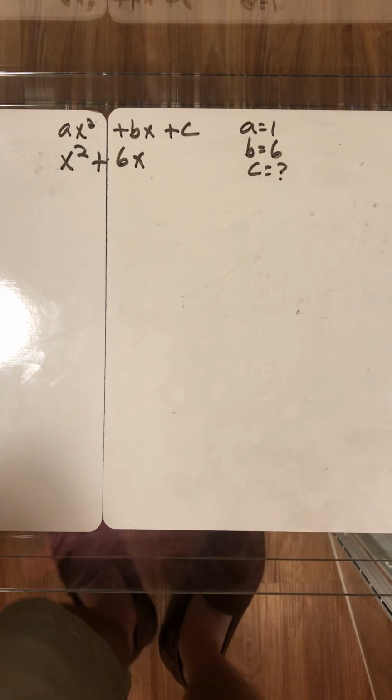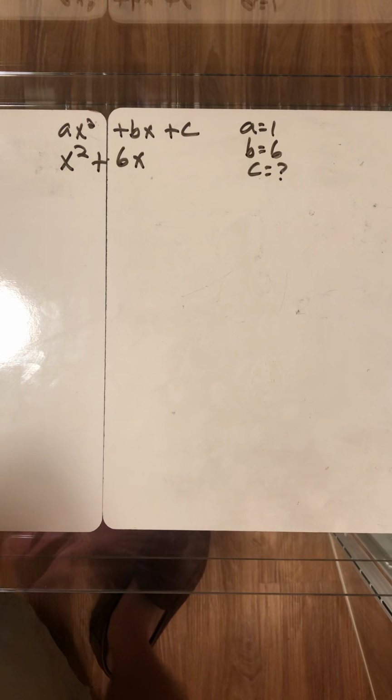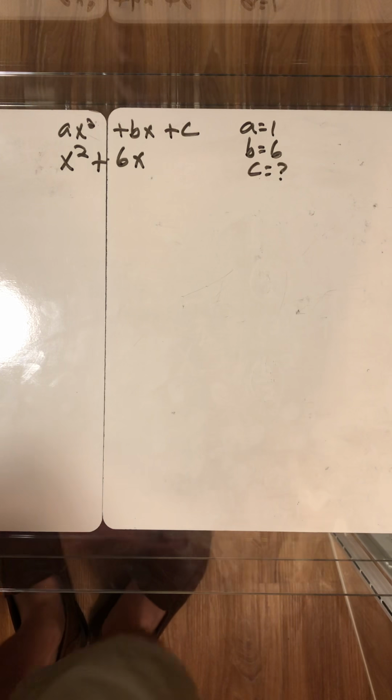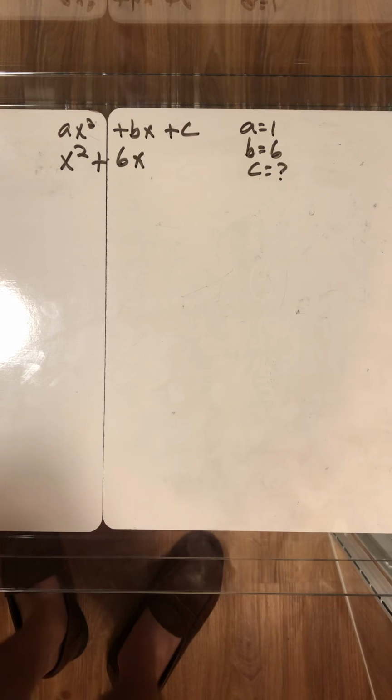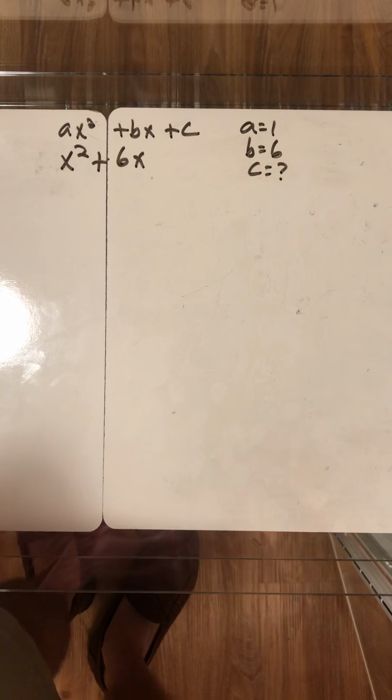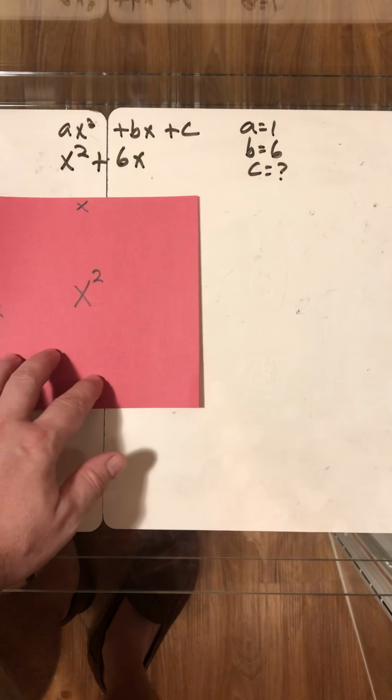So we went ahead and moved the negative 7 over to the other side of the equation, and now we're left with x squared plus 6x. Now we want to figure out what c term we would need to use to complete our square. So what I want us to do is look at this visually. Let's take a look at this block right here.